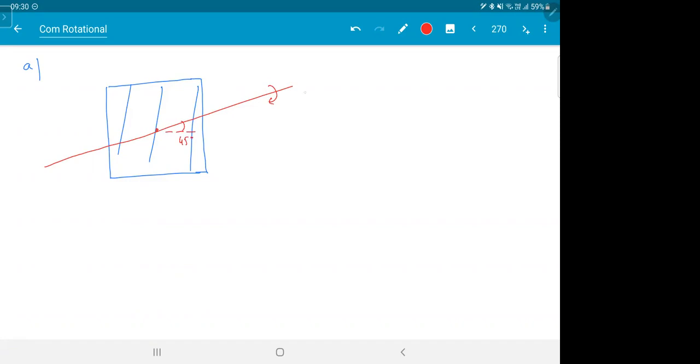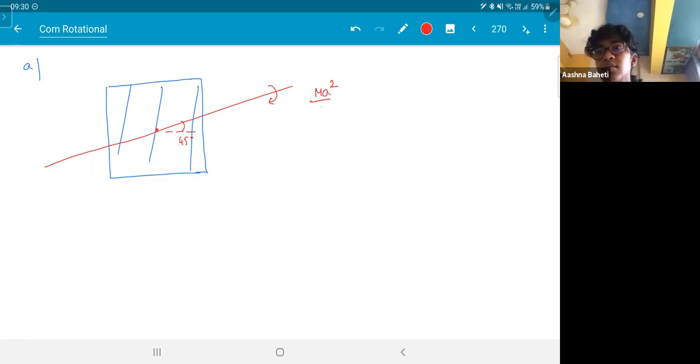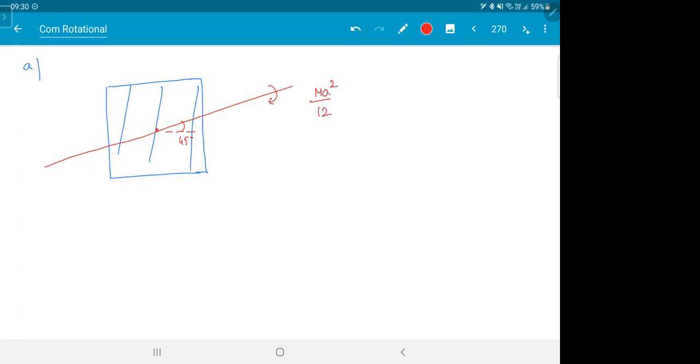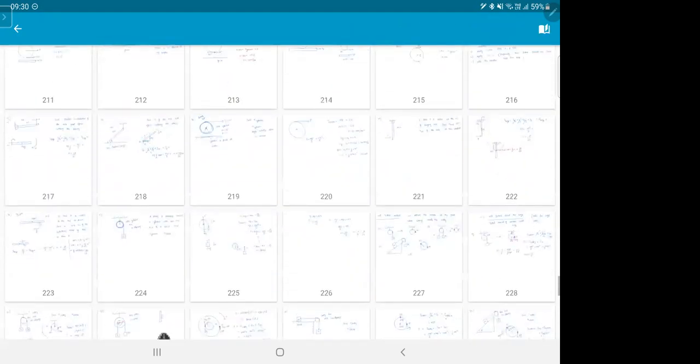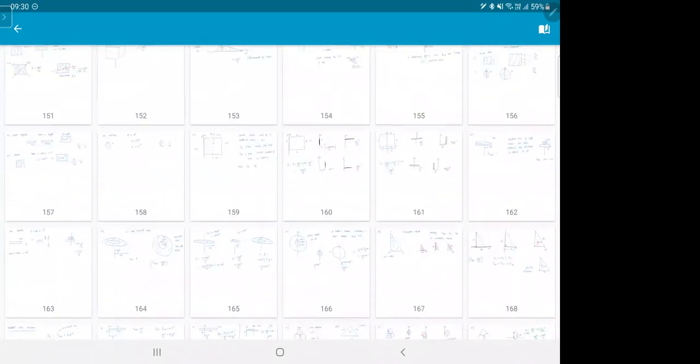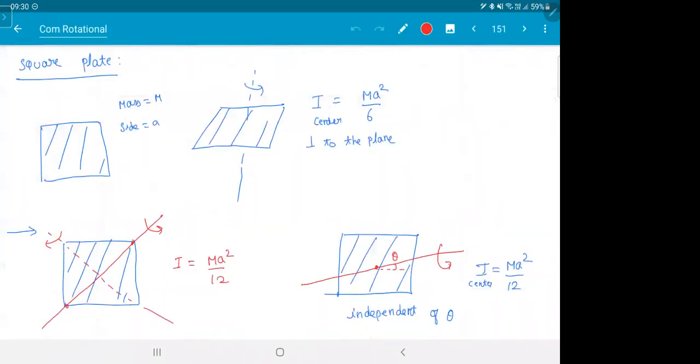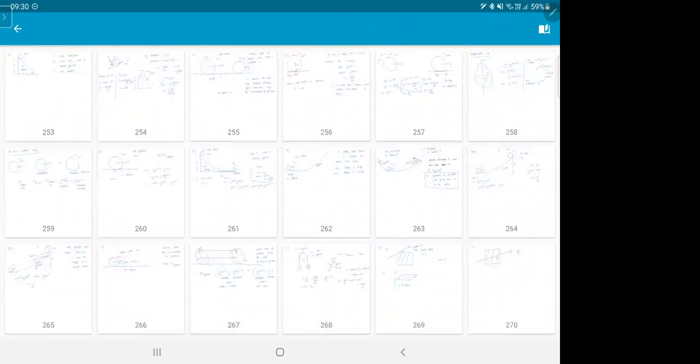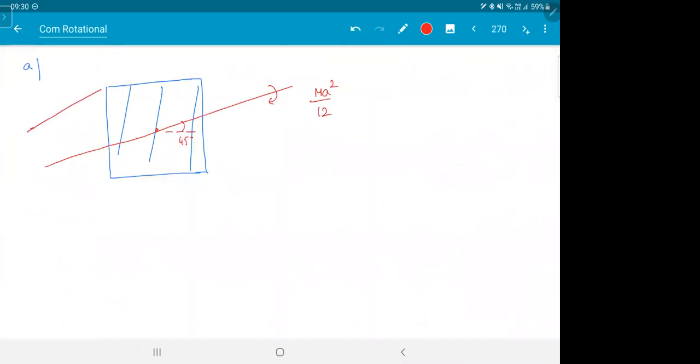This is 45 degrees. How much is this moment of inertia? Anyone? Moment of inertia about an axis passing through the center in the plane: MA square by 12. It is in the plane now. And if you're wondering how we got that, you need to go back to the square. Square has a special property, if you remember: independent of theta. As long as you're passing through the center in the plane, no matter which angle you go, it is always MA square by 12. So if you go at 45, it is still MA square by 12 only. It doesn't matter.